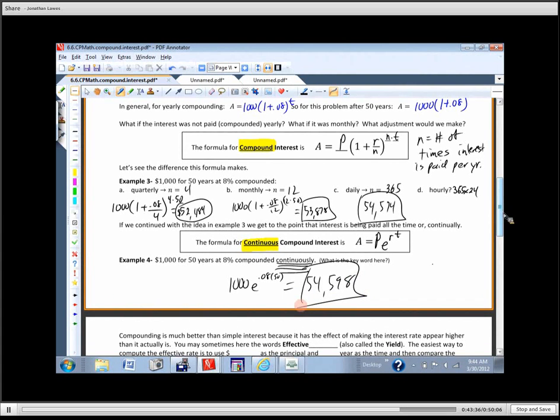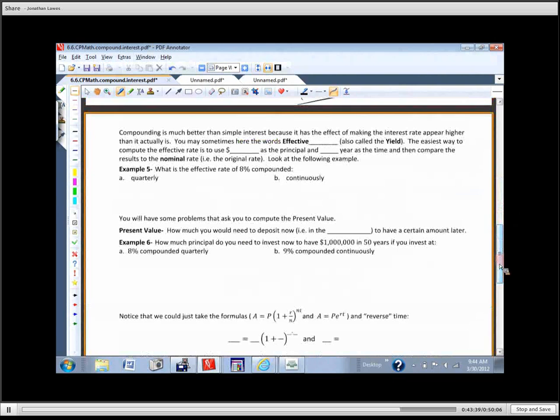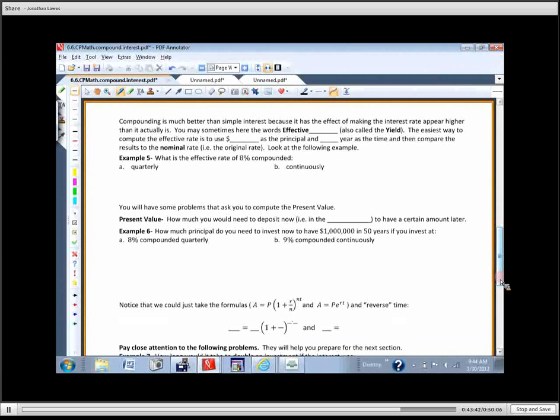Either way, we'd like to have that money, wouldn't we? Okay. All right. So let's talk about why it works this way, okay, and what effect this has. Okay? Compounding is a lot better than simple interest because it has the effect of making the interest rate appear higher than it actually is. There was nothing wrong with the simple interest that we did before. Okay? When we ended up with $5,000 at the end of 50 years, I mean, that's not a kick in the pants. I mean, it's better than just the $1,000 that was sitting there to begin with. Okay? But it was much better if we compounded. It has the effect of making it a higher interest rate. Okay? So you may occasionally hear the words effective rate.